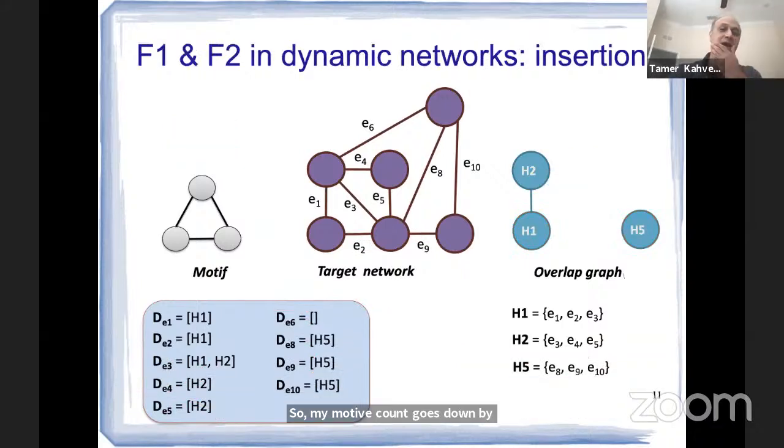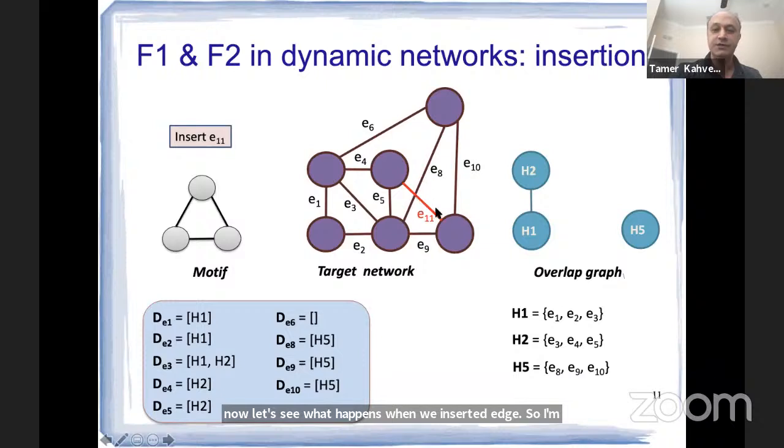Now let's see what happens when we insert an edge. So I'm going to insert an edge and call it edge number 11 over here. Now, when I insert an edge, what can happen is that I may produce a new instance of the motif. Of course, to find out if we generated a new instance of the motif, we don't want to solve the motif counting problem from scratch again. That's too expensive. I want to do it quickly.